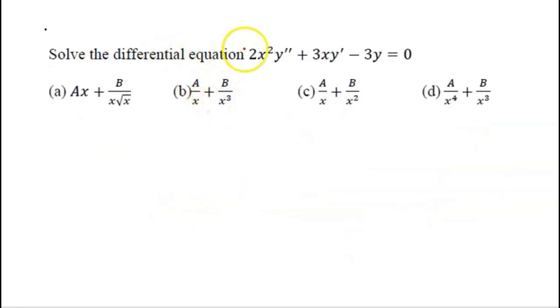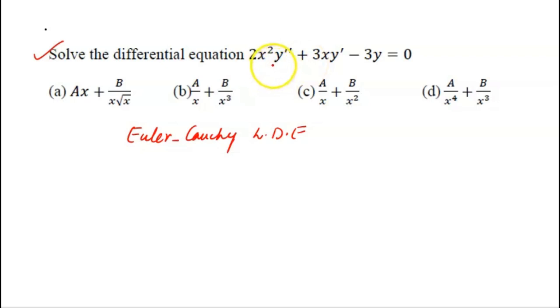So now let us solve this problem, and this is another kind of problem. This problem is related to the topic of Euler-Cauchy form of the linear differential equation. Sometimes they just ask you to identify that the given differential equation is in Euler-Cauchy form.